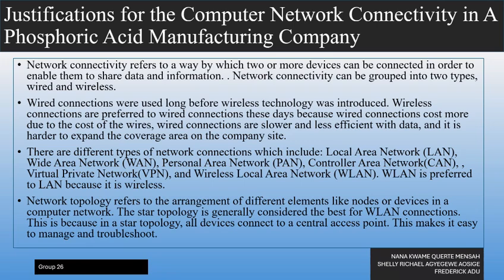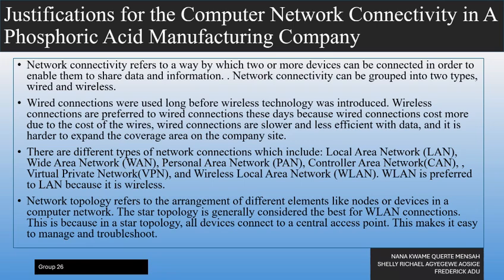Now, there are different types of network connections, some of which include local area network, wide area network, personal area network, controller area network, virtual private network, and wireless local area network. But on the company side, the most preferred network connection that should be applied is the wireless local area network. This is because local area network is preferable for regions that are not particularly large, for example, a company site, but the wireless local area network has the edge over the local area network because it is wireless.